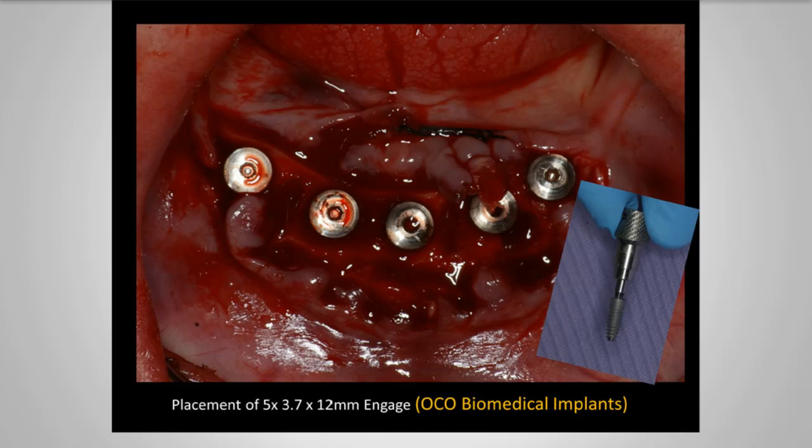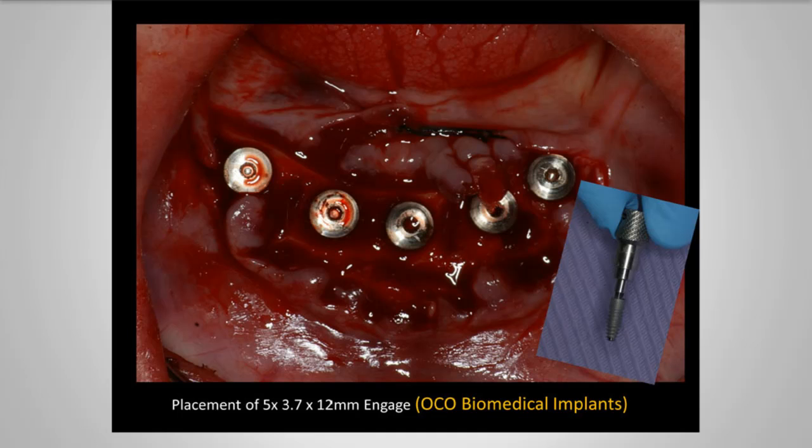sequentially, as you can see, utilizing the physics forceps from Golden Dental Solutions. And in the lower arch, because the bone was much more stable and solid, more like oak wood, we placed 5 3.7 by 12 Engage implants from Oko Biomedical, and we did these freehand.